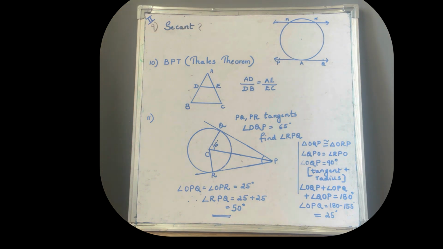Moving on to the 9th question. What is secant of a circle? We need to know two terms, secant and tangent.